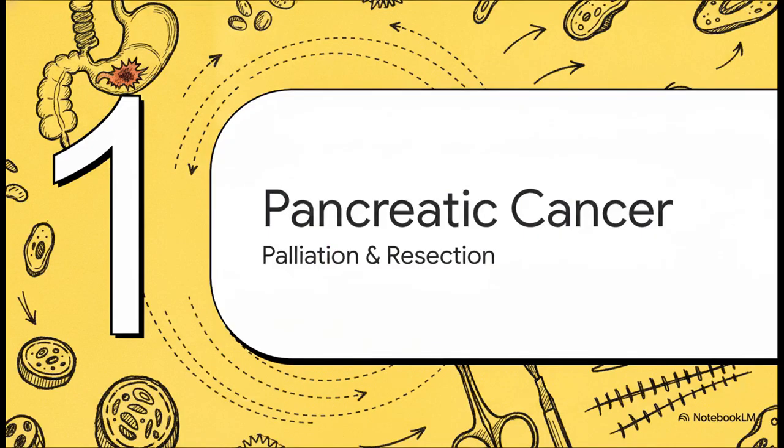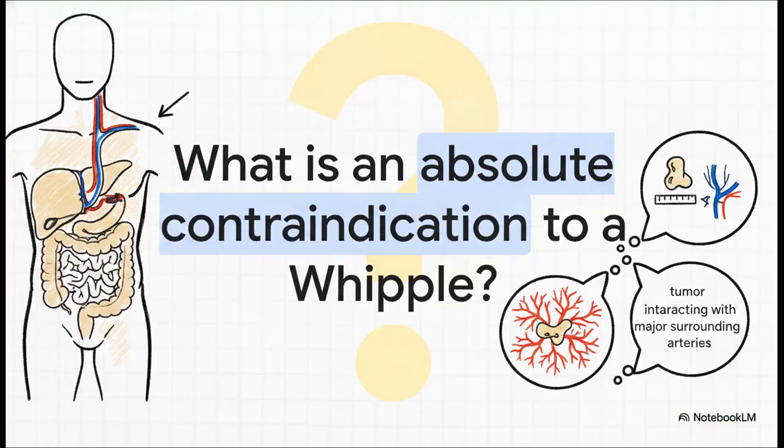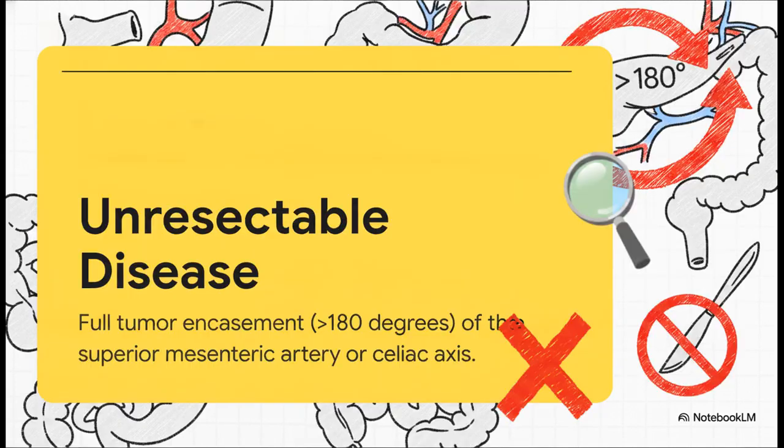Starting right off with Section 1, pancreatic cancer and palliation. Here's our first clinical scenario. You've got a 62-year-old male being evaluated for a potentially resectable adenocarcinoma right at the head of the pancreas. We need to know which staging finding is an absolute contraindication to a Whipple procedure. Well, it comes down to the definition of unresectable disease. If the tumor demonstrates full circumferential encasement, meaning it wraps more than 180 degrees around the superior mesenteric artery or the celiac axis, you absolutely cannot do the surgery. That finding is an absolute contraindication.